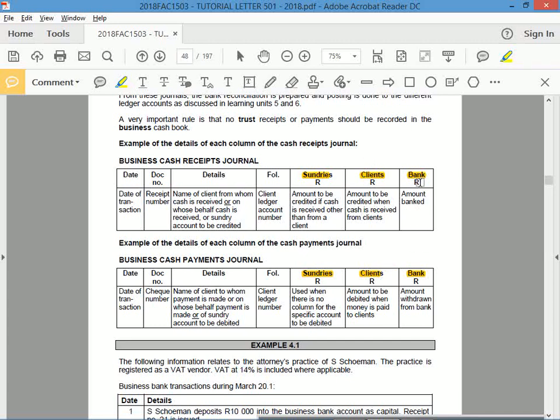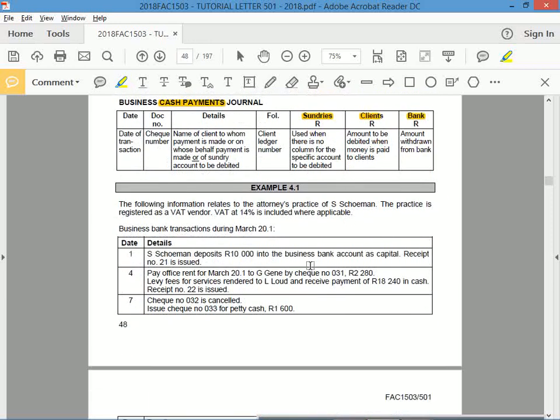Okay, so it doesn't matter what module you're doing, all journals will have a bank column. In the CRJ and the CPJ, we spoke about it, the bank's always affected. It's either going up or it's going down. It depends. Okay, so that's the structure. Here's the first example.